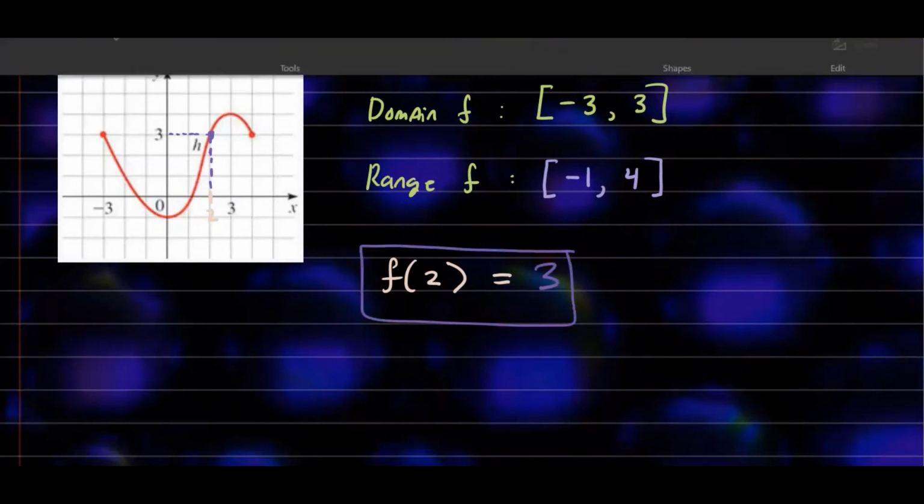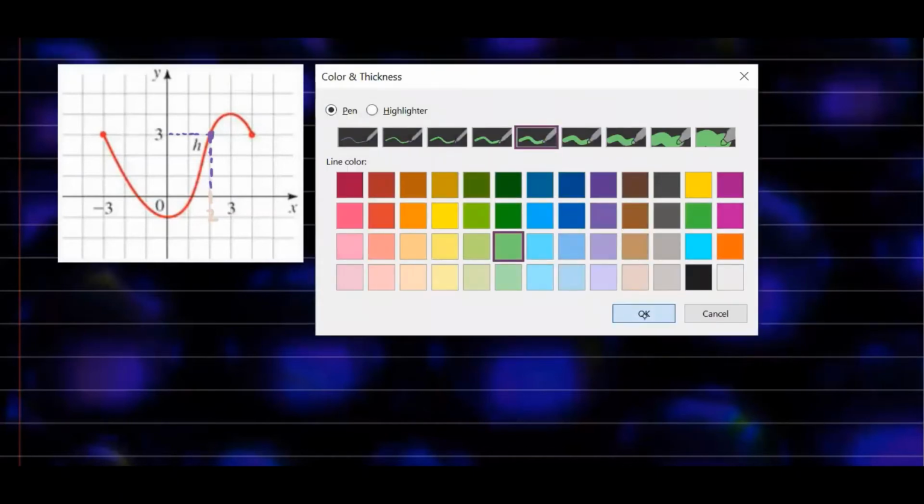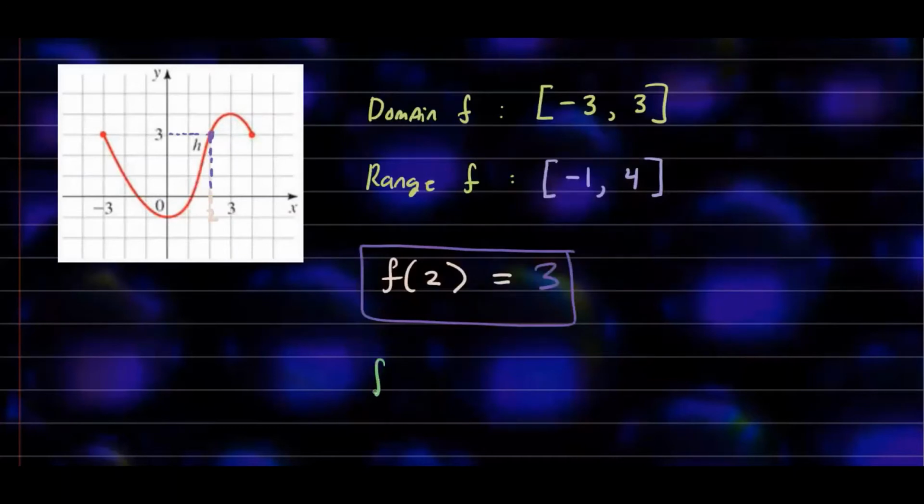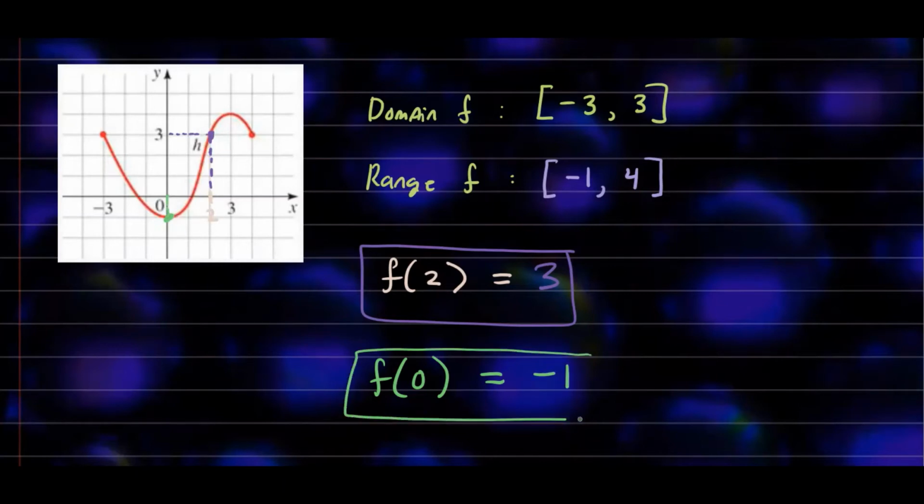Similarly, you can find more points on this function. Let's say we're looking for f of 0. That means we're looking at x equals 0, and we want to know what the y value is. So 0 is right here, and that is the y value. It looks like it's -1. So f of 0 would be -1. Pretty much that's how you would read function values from a given graph. All right, now let's take a look at another example.